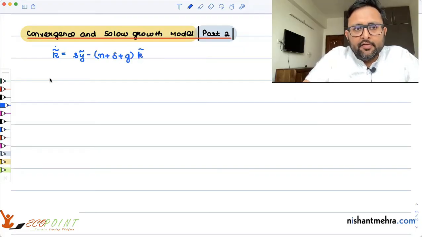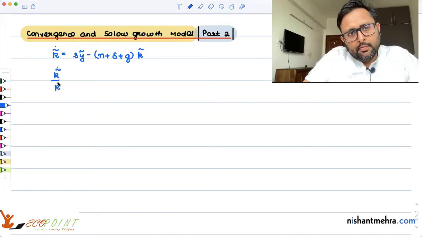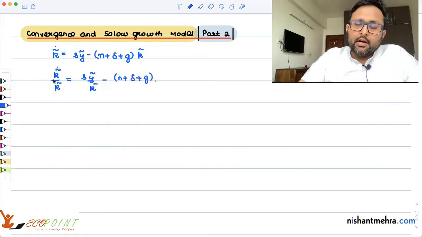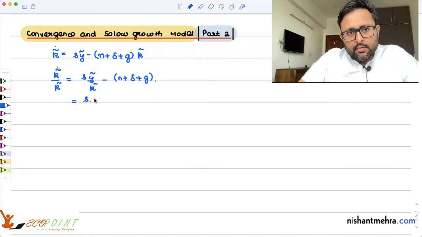I can divide both the sides by k̃. So it is k̃ dot by k̃ is s y k̃ upon k̃ minus (n plus g plus δ). What is k̃ dot by k̃? That is the growth rate in k̃, right? And what is this? k̃ to the power alpha upon k̃.